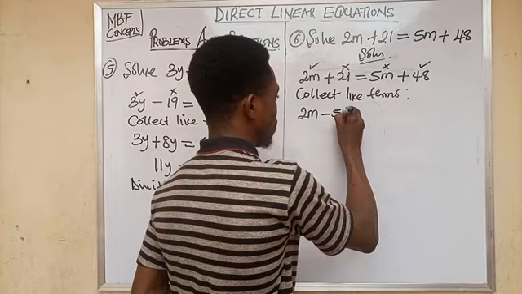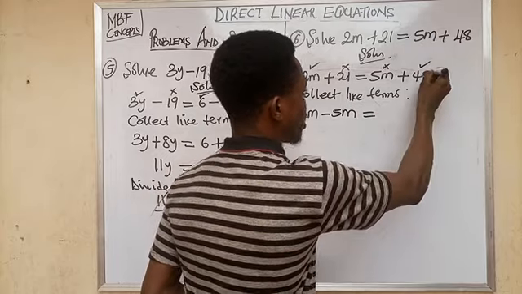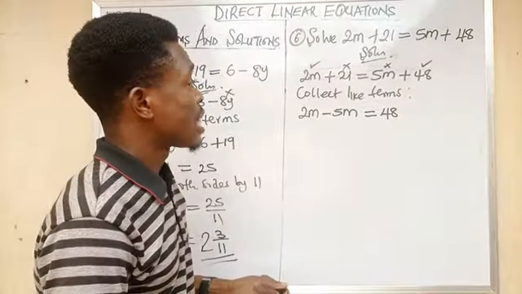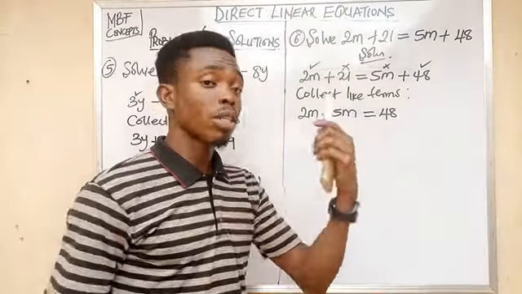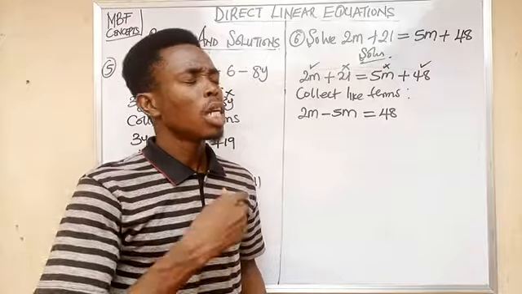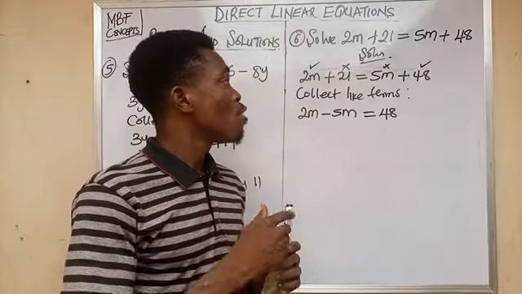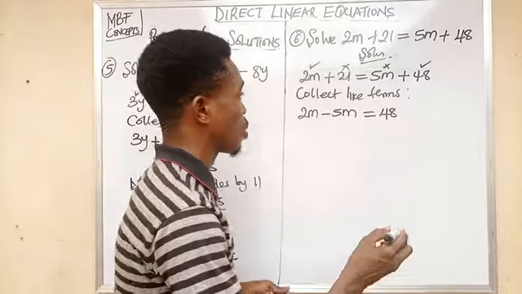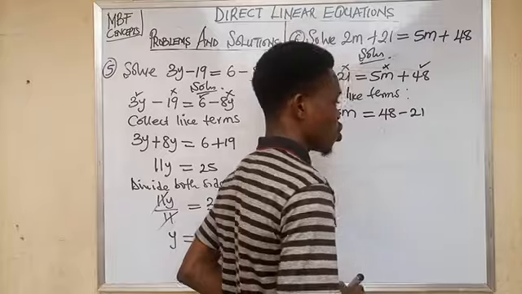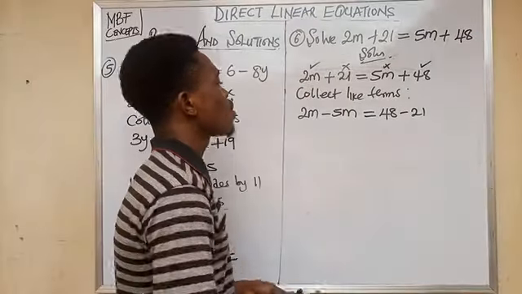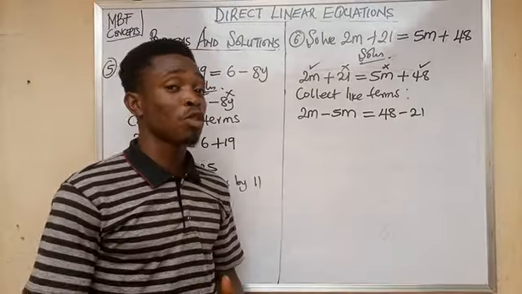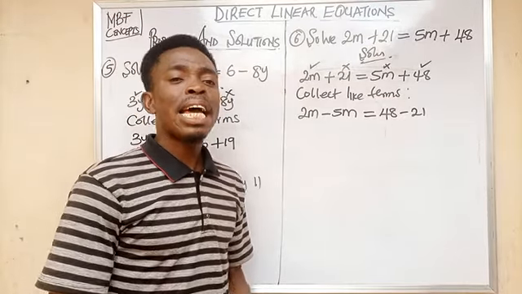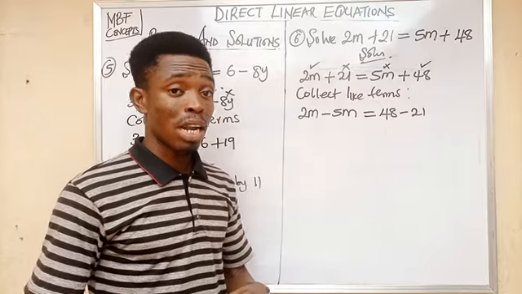minus 5m is equal to, now this 48 will come first, being that it was rightly positioned right from the question. Now we are going to move plus 21 to the right hand side from the left, right? Now when we move plus 21 from the left hand side to the right hand side, rule number 2 must be obeyed. So therefore we are going to have this as minus 21, guys. Then the next thing we do is when we remove 5m from 2m, guys, we are going to have minus 3m.